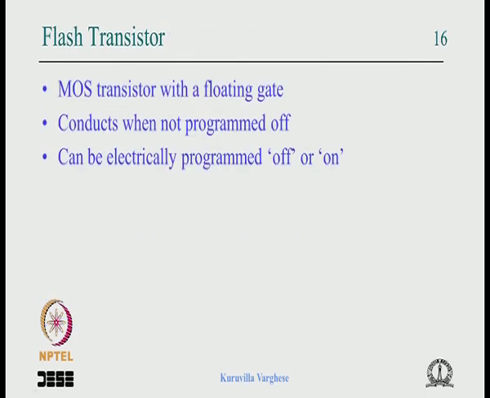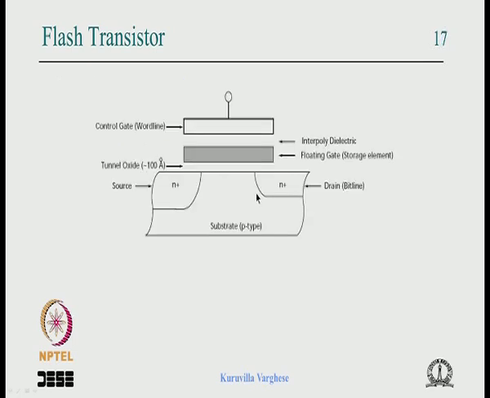And when it comes to the MOS transistor, we have seen that with respect to the PLDs, CPLDs, it's a normal MOS transistor with a floating gate. It conducts when it is not programmed off, and it can be electrically programmed off or on. We have seen the kind of basic working of it. So you have an N channel transistor, NMOS transistor with N source, N drain, P substrate. You have silicon oxide, a polysilicon gate, then again silicon oxide, the controlling gate.